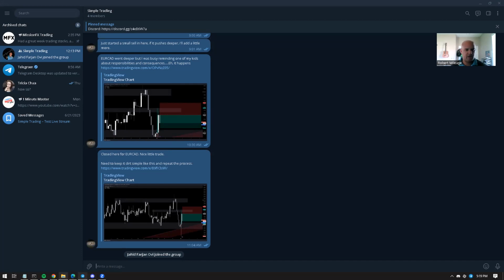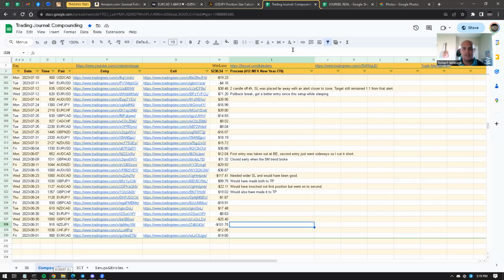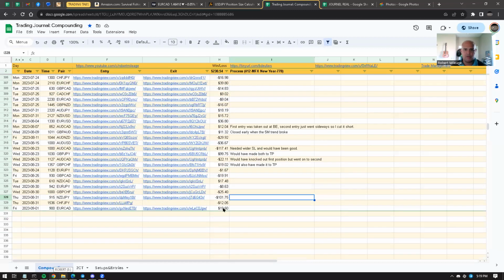Actually, I don't even need to pull that up there. We can go back here. It's on the trading journal that I keep track of. So a little $20 winner. Once again, I was just starting that position. I was looking to add if it pulled a little bit deeper. So basically wanted to give you the rundown of this.